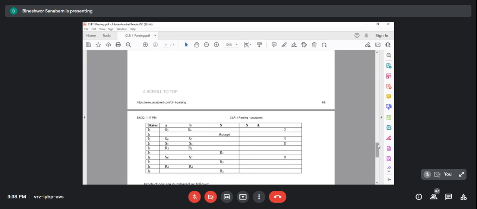So what can be noted from here is that your parsing table for CLR1 is different from your LR0 or SLR1 only in the reduce move. In the reduce move, we use the look ahead symbols.